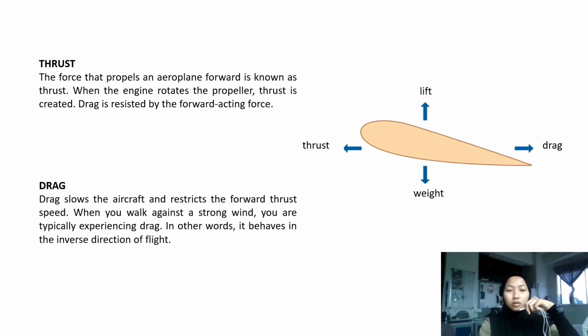And last, the drag. Drag slows the aircraft and restricts the forward thrust speed. When you walk against a strong wind, you are typically experiencing drag. In other words, it acts in the inverse direction of the flight.